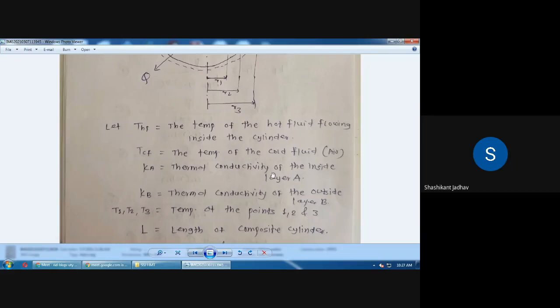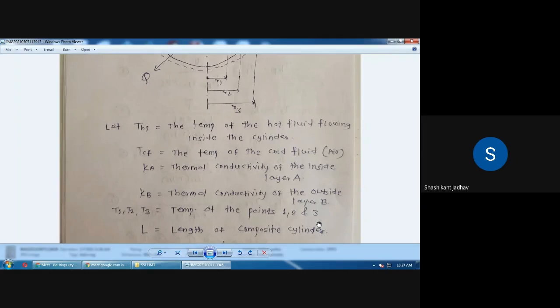Then KA. What is the meaning of this KA? That is thermal conductivity of the inside layer A. Layer A ची thermal conductivity काय असणार आहे? KA is nothing but thermal conductivity of the inside layer A. Then KB is equal to what?